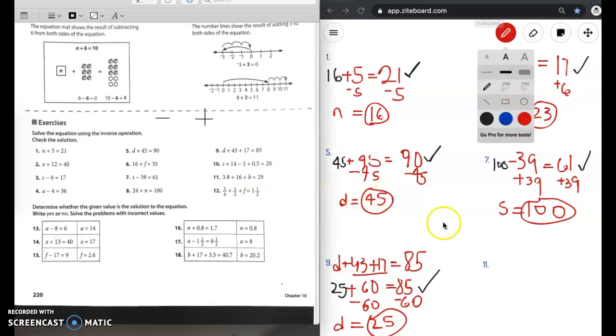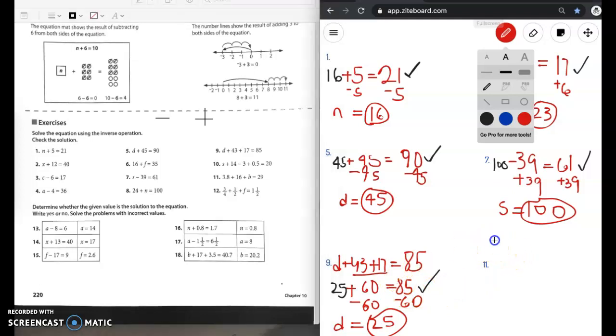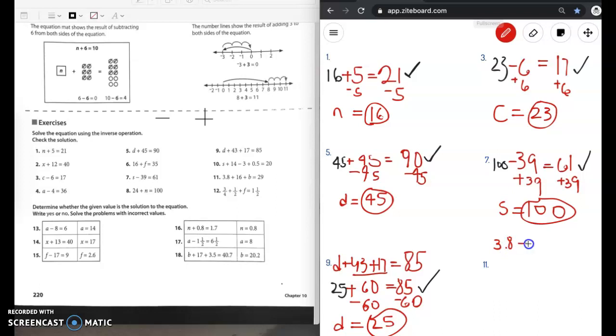3.8 plus 16 plus b equals 29. So same thing, just like number 9, we're going to be combining. We have to put like terms together, numbers with the numbers, variables with the variables. But we only have one variable here, so we don't have to do any of that. But we do have to do 3.8 plus 16. So this is a b, not a 6, okay? So 3.8 plus 16 is 19.8.